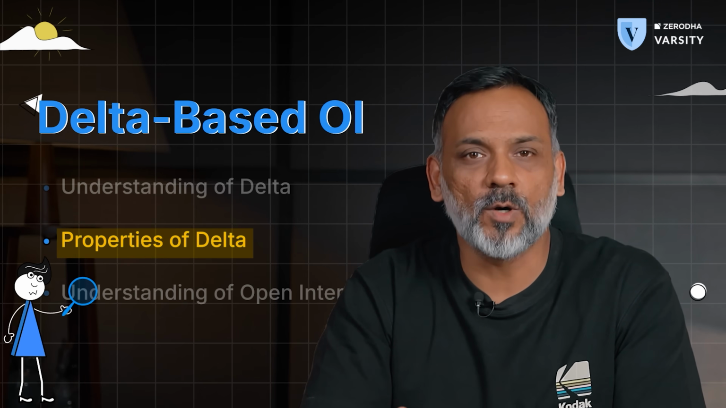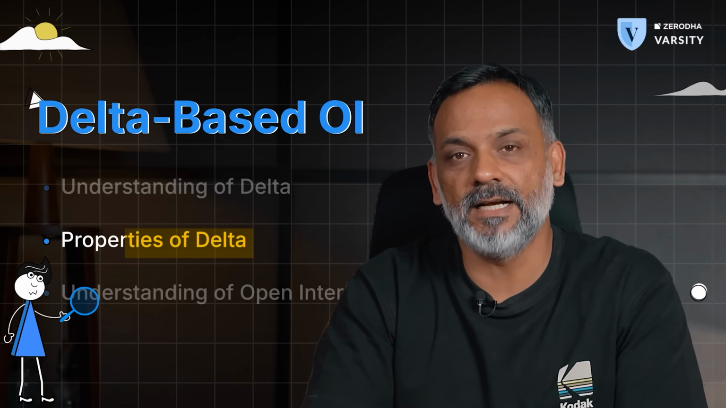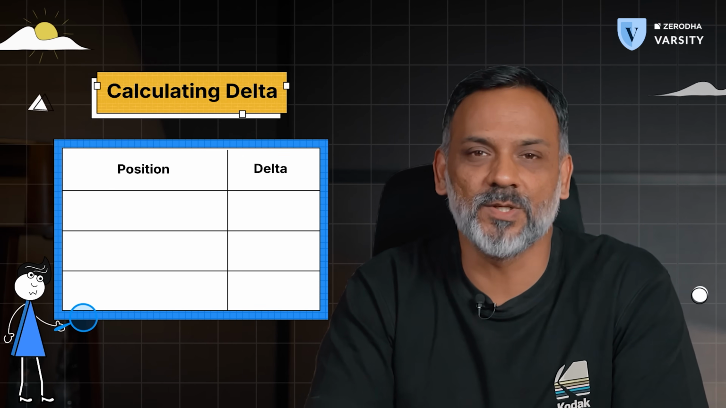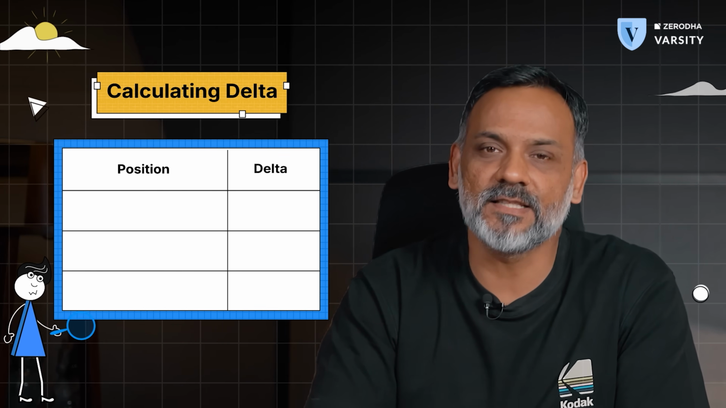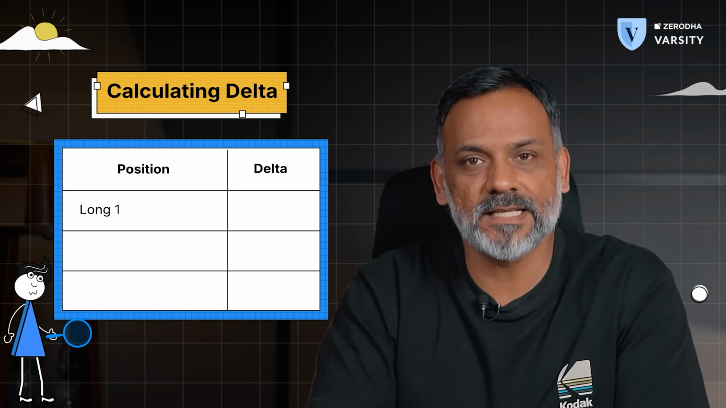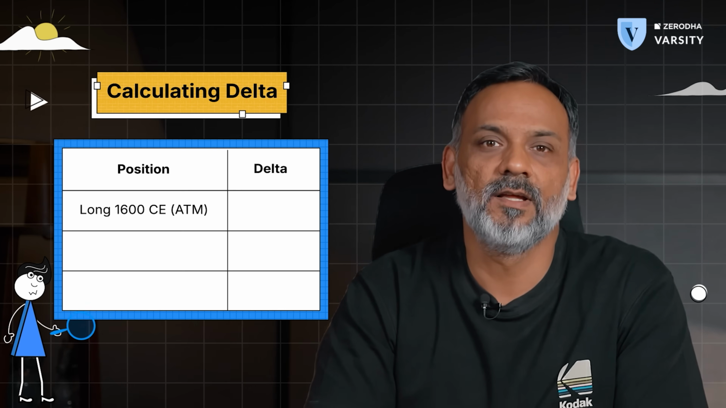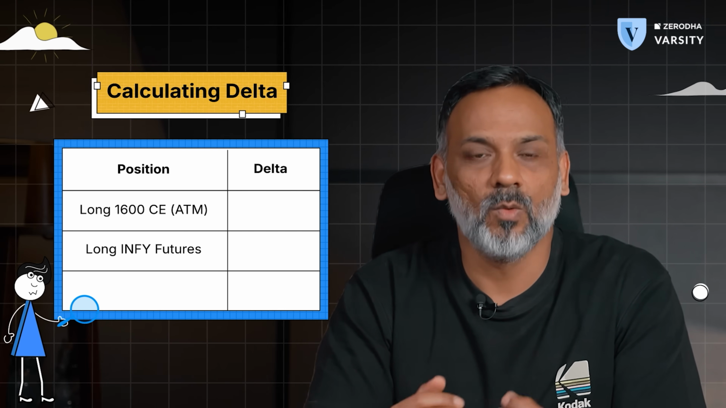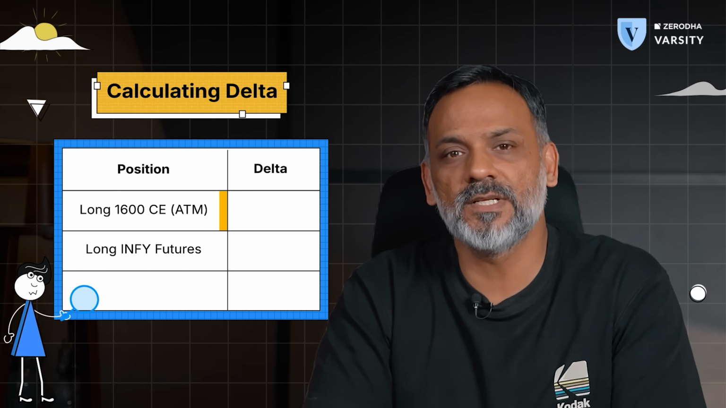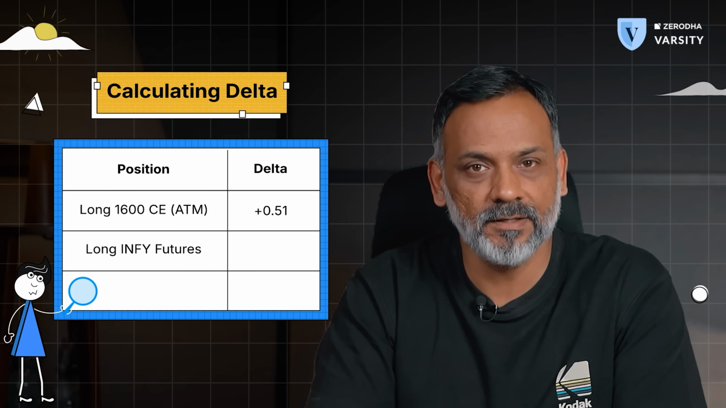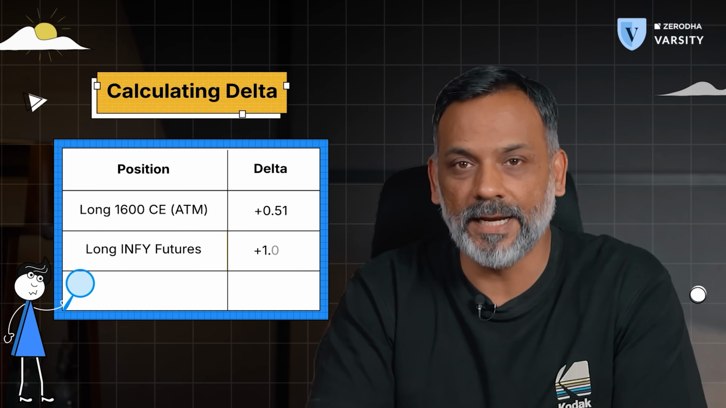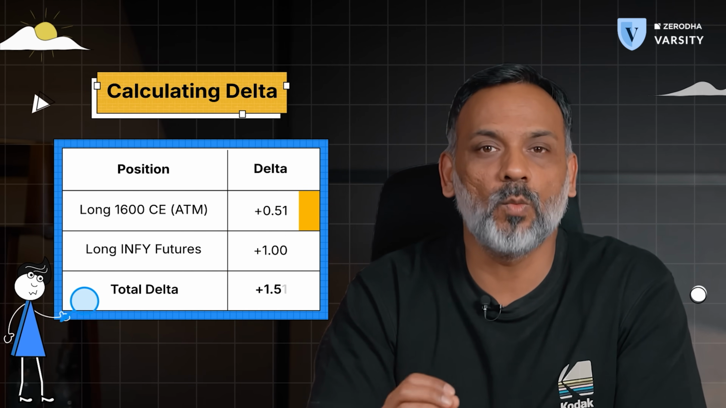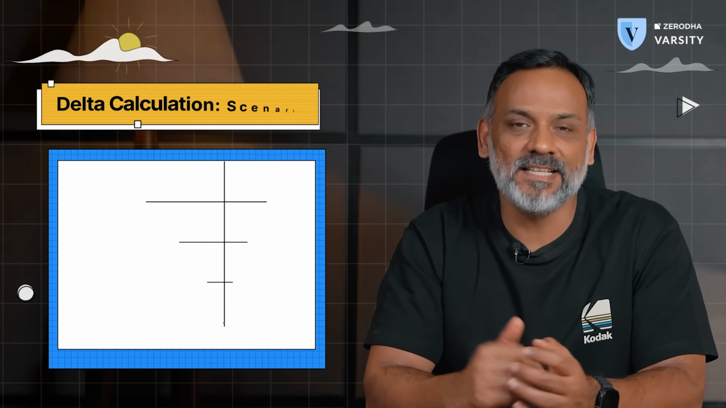I now want to shift focus to two important properties of delta, and for that, let's take an example. Assume you have the following open positions. Long Infosys 1,600 call option, 1,600 being the at the money option. Long Infosys futures. What do you think is the delta? Well, the 1,600 call option has a delta of 0.51. Futures has a delta of 1. So the total delta is 1 plus 0.51 equal to 1.51. Let's extend that example.